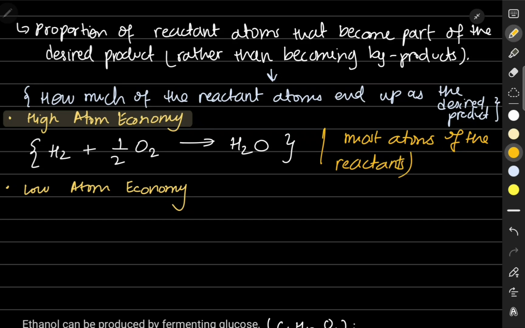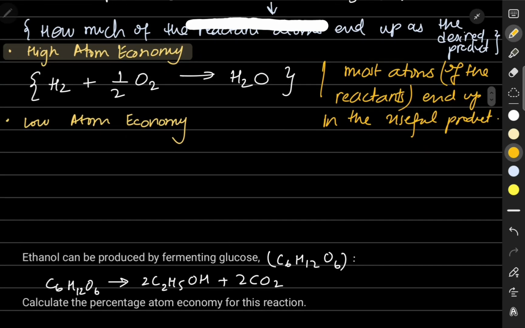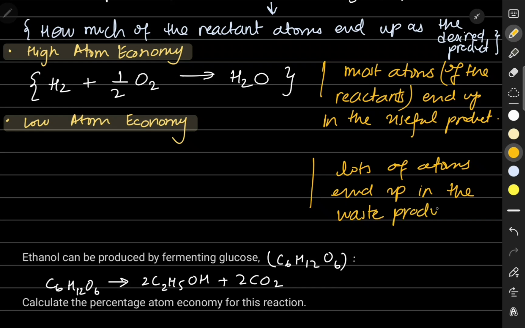Okay, so most atoms end up in the useful product. On the flip side though, low atom economy is when lots of atoms end up in the waste product. So if lots of atoms of the reactants, of course, end up in the waste products or byproducts.